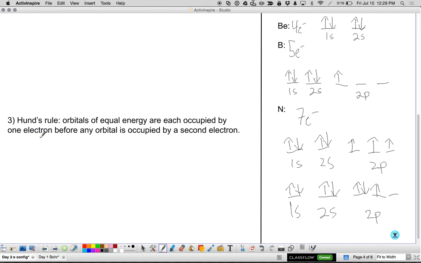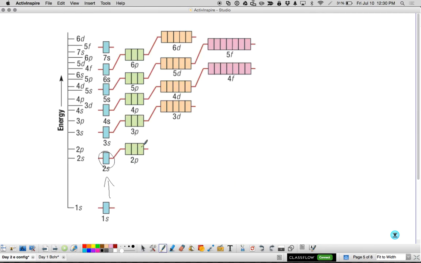Okay, so the third rule is Hund's rule. Orbitals of equal energy are each occupied by 1 electron before any orbital is occupied by a second electron. Okay, so within a subshell, all the orbitals have the same energy. We can kind of see that when we look at something like this, right? Each of these 2p orbitals has the same energy. Each of these 3d orbitals has the same energy.